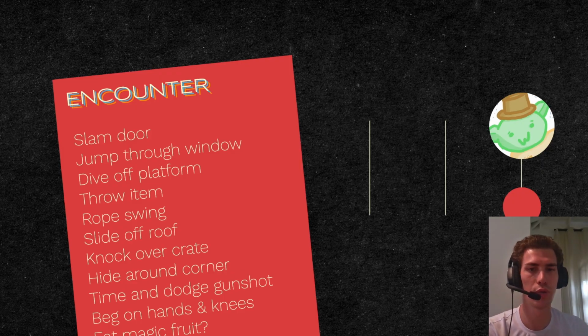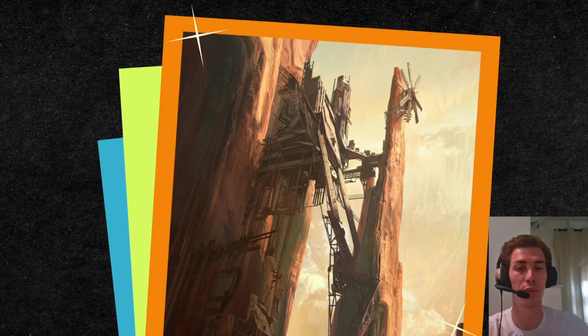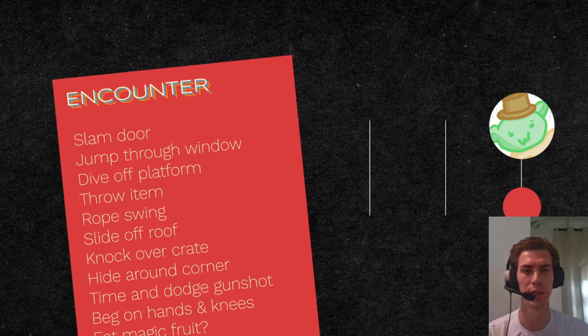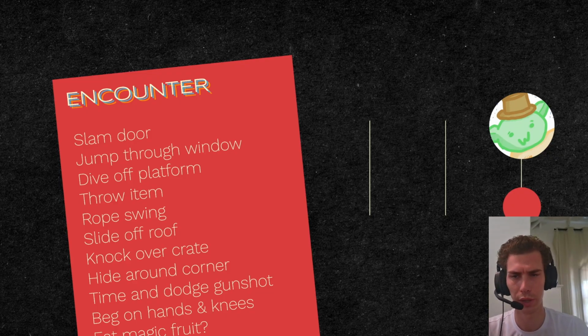Right. So here I'm just using the inspiration that I have gathered from the previous ideation process to come up with ideas that would fit. Right, where maybe they can slam a door, maybe they can jump through a window, maybe they can dive off the platform that they're standing on, because I was thinking of this verticality, right? Maybe they can throw an item at them. Maybe they can do some kind of rope swing to change direction or get somewhere else that the enemy can't follow them, or maybe you can slide off a roof to get away quick, or knock over a crate, or hide around a corner. Anyway, you get the idea.